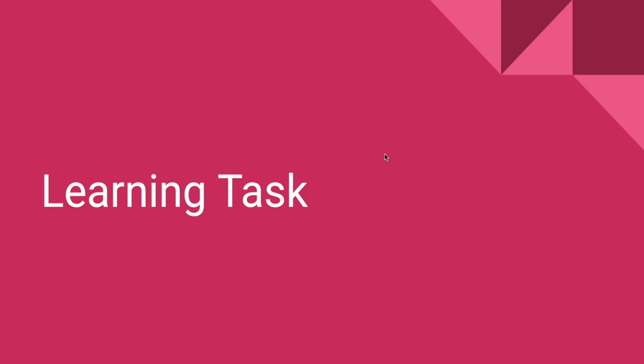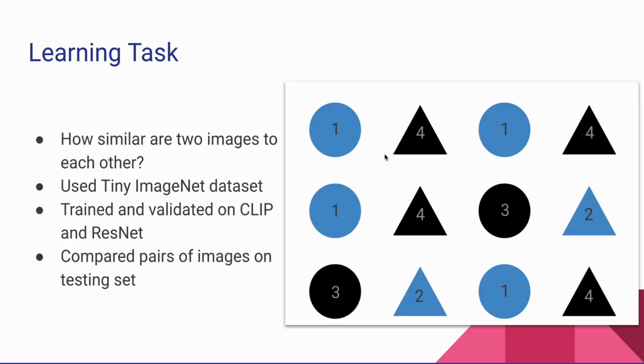So now I'm going to go into our learning task. Our learning task was to measure how similar two images are. We used the tiny ImageNet dataset and trained two models, CLIP and ResNet, to learn this task. Then, using the testing set, we compared pairs of images to see how well each model judged similarity.